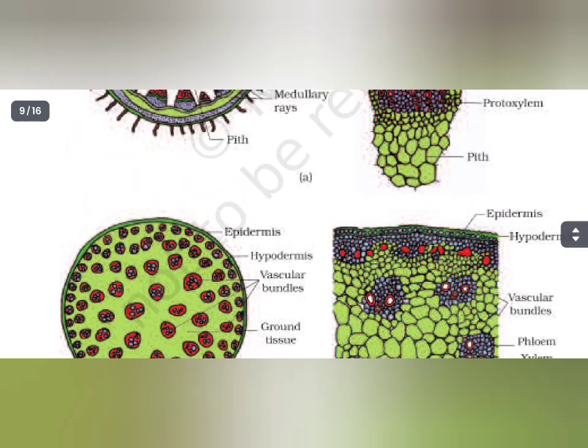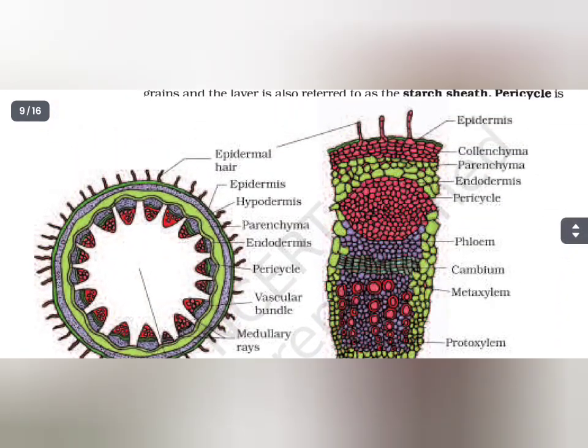This is the structure of dicot and monocot stem. You have to see it from your NCERT.